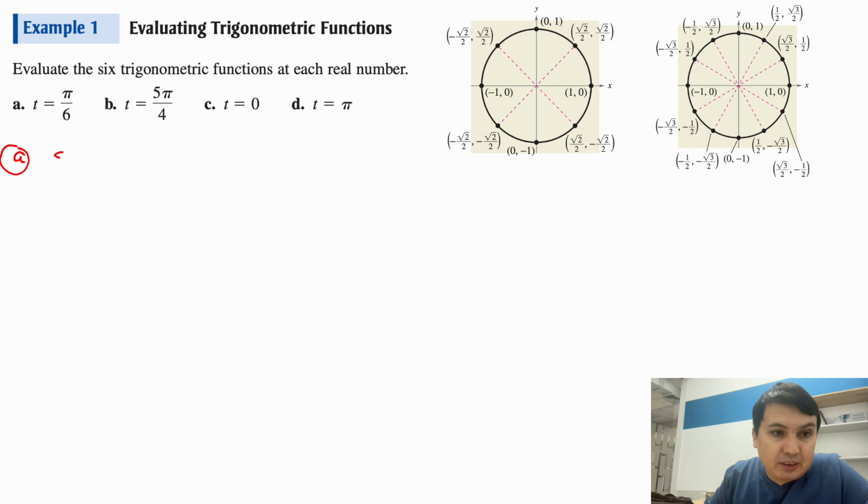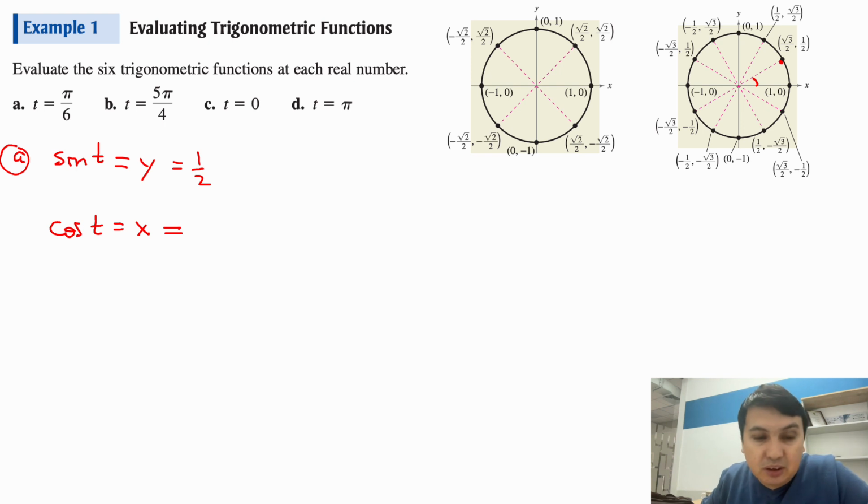Remember, again, what is sine of t or theta? What is sine of t? It's the y coordinate, right? So pi over 6 is here, so it's the y coordinate of this, which is 1 over 2. What is cosine of t? It's the x coordinate, so this x coordinate is square root of 3 over 2, right?